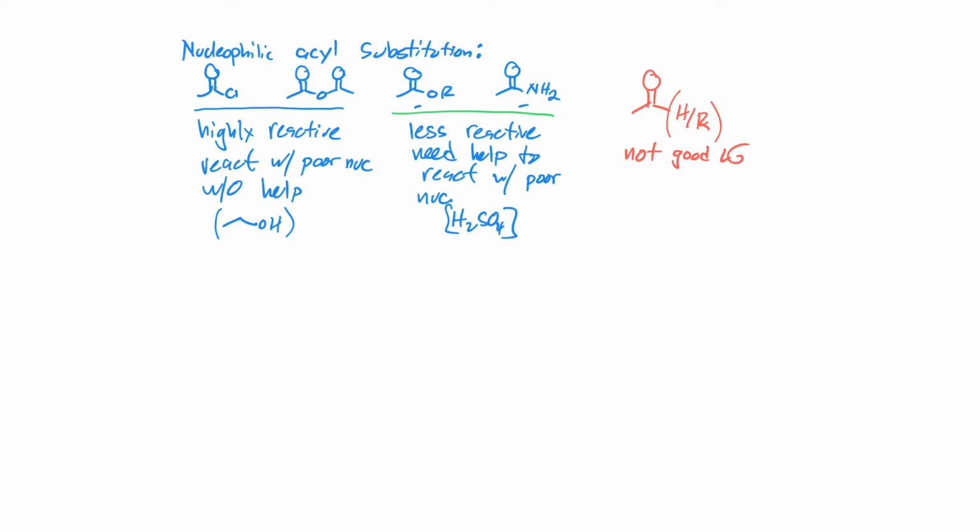And in fact, if we have enough heat and acid present, we can actually do nucleophilic acyl substitution on an amide, where we turn that back into a carboxylic acid. So let's look at the basic mechanism. And here's our generic leaving group. It's one of the carboxylic acid derivatives. I'm going to react it with a generic nucleophile.